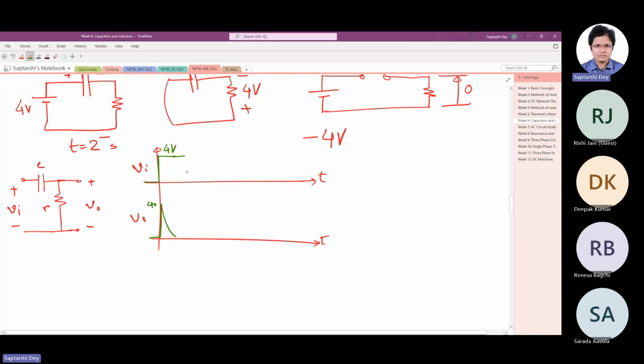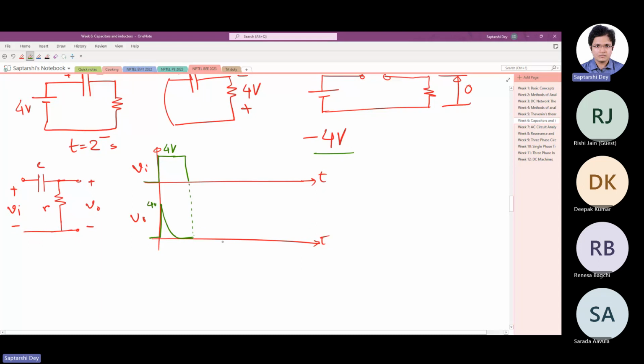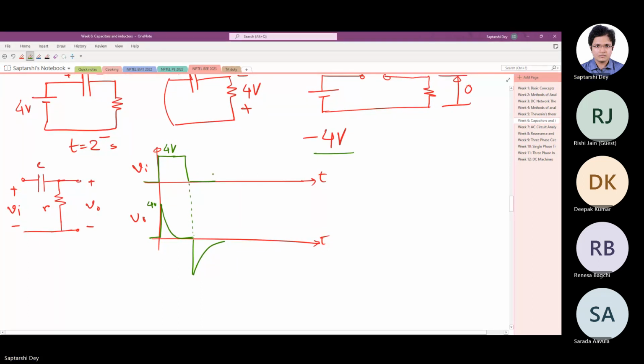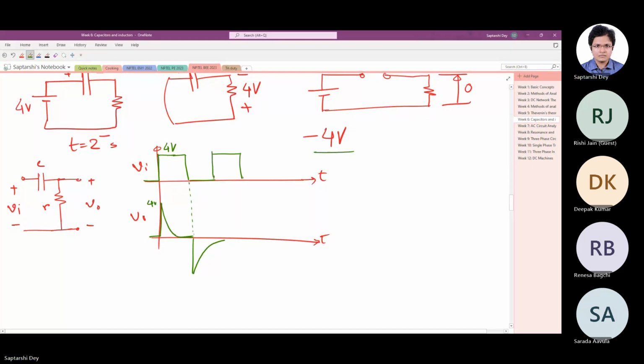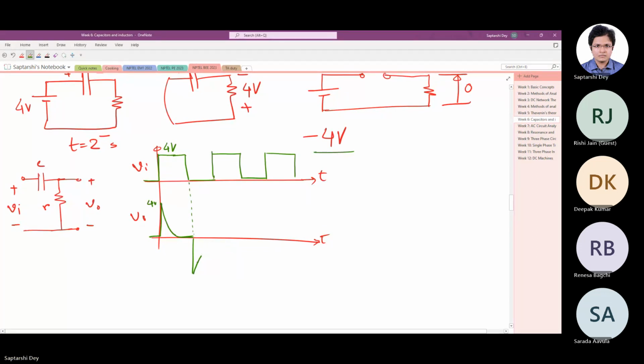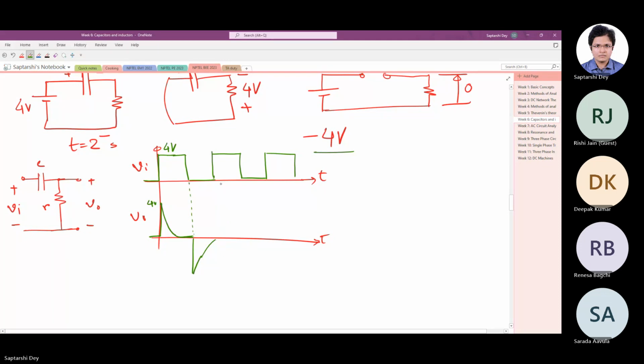Again, after some time, you make it 0. So let us say it dropped like this and reached 0, stayed at 0, and it becomes minus 4 volt as we derived. So it looks like this. So if you keep giving the circuit pulses like this, you will keep getting response like this.